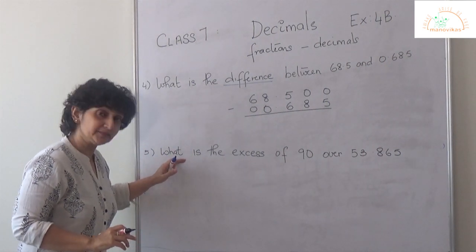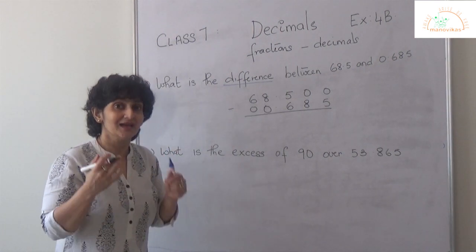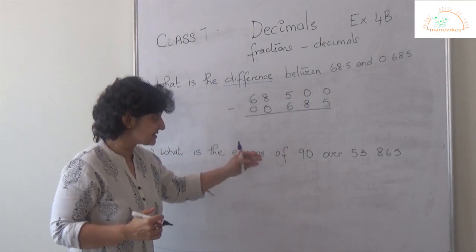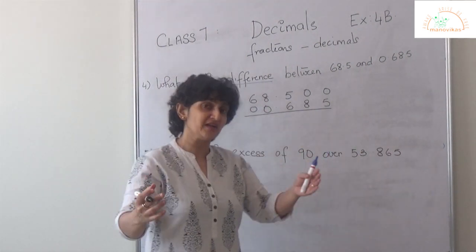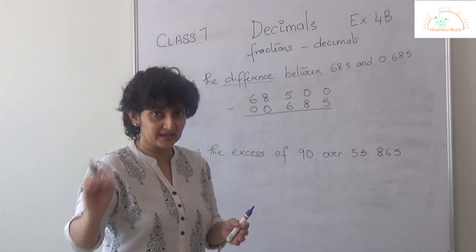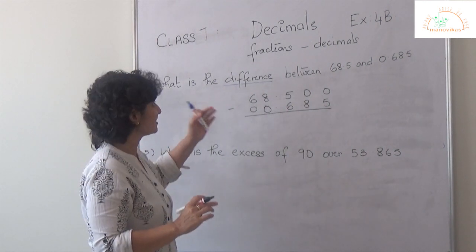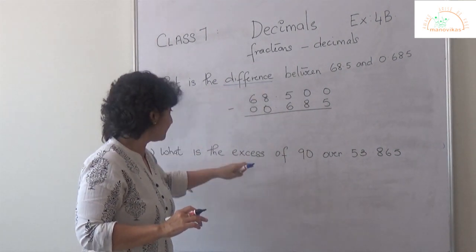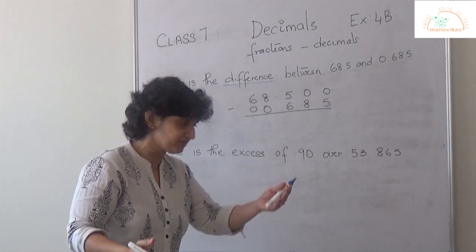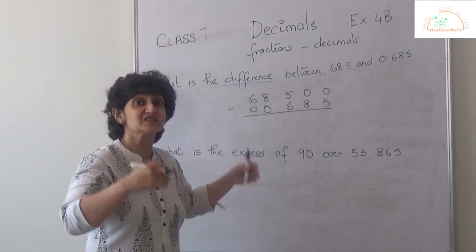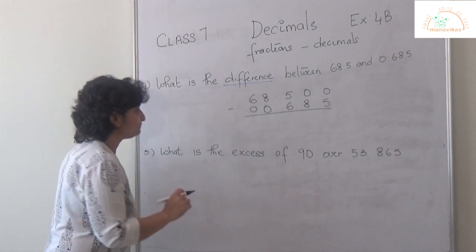Next question, the fifth one. What is the excess of 90? That means how much is 90 more than 53.865? Whenever you are comparing, always remember you need to subtract. So remember these terms like difference. Then when you're comparing the two things, how much is this more than something, or how much excess it is. All these sums you need to subtract.